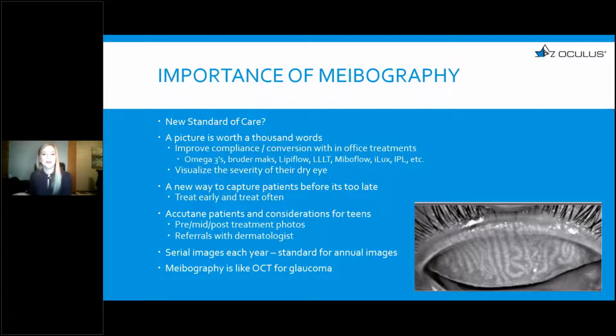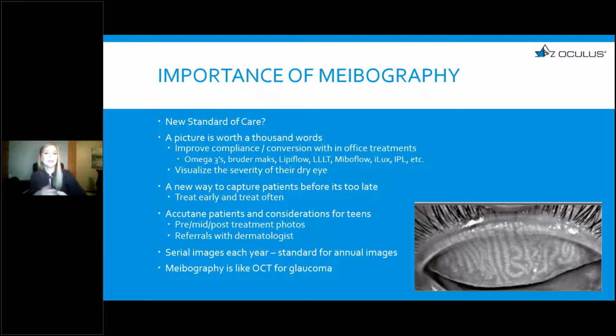And I think the picture was really telling. It tells us as optometrists what actually is going on, but it also shows your patients what's happening too. So like we talked about, it helps with compliance, it helps with conversion with in-office treatments, whether that be omega-3s that you have in office, or Bruder masks or LipiFlow, LLT, whatever it is, it's showing your patient the proof is right here of the condition that you have. It also helps to just show the severity of their dry eye too. So it's a good way to capture patients.